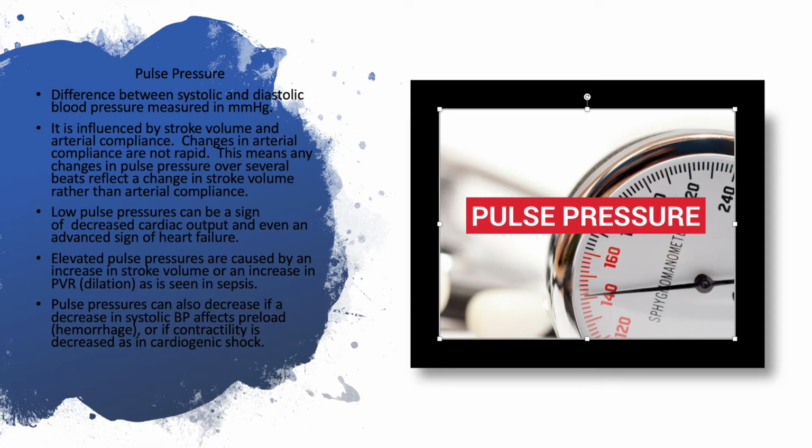Low pulse pressures can be a sign of decreased cardiac output and even an advanced sign of heart failure. Elevated pulse pressures are caused by an increase in stroke volume or an increase in pulmonary vascular resistance caused by dilation. This is seen in sepsis. Pulse pressure can also decrease if a decrease in systolic blood pressure affects preload, such as in a hemorrhage, or if contractility is decreased, as in cardiogenic shock.